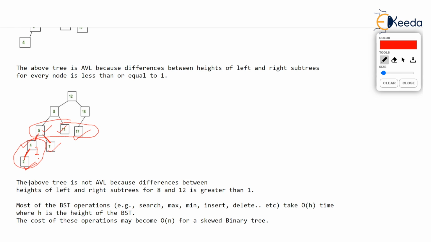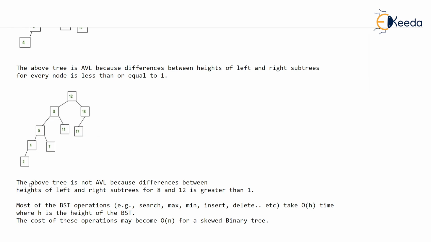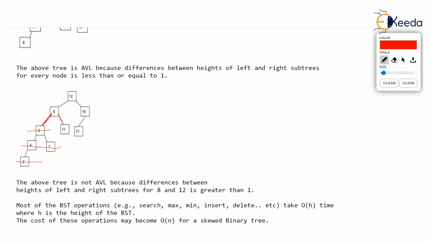But 8 is not balanced, you see. Why 8 is not balanced? 8 is not balanced because if you see the left height of 8 is 1, 2, 3 levels. And right height of 8 is just 1. So 3 minus 1, 2, which is larger than 1. So 8 is not balanced. And actually it is enough. You can stop here, declaring that the tree is not balanced.